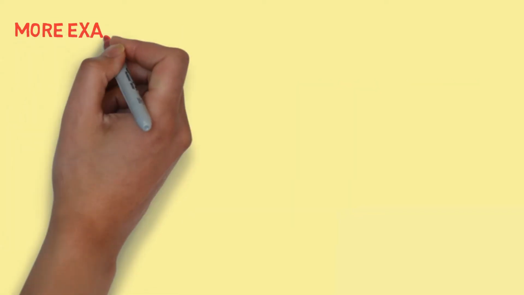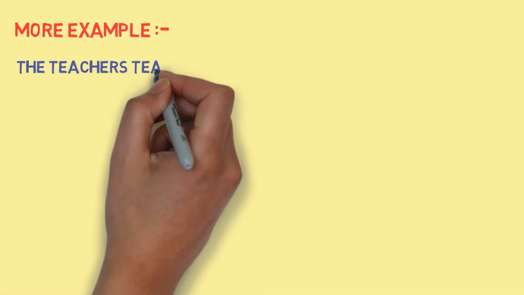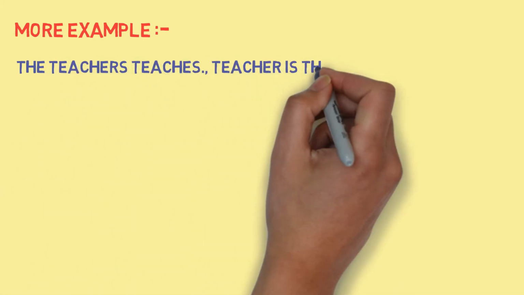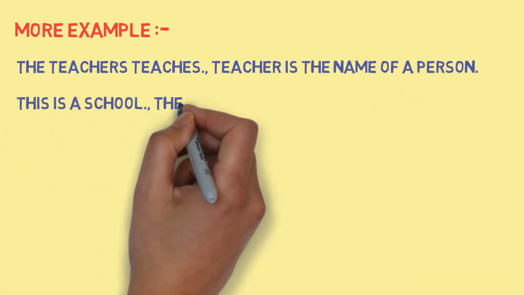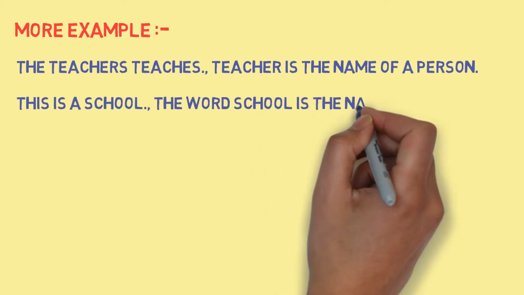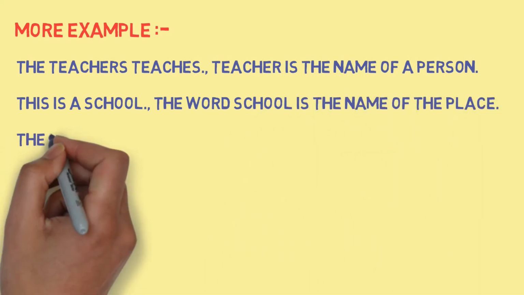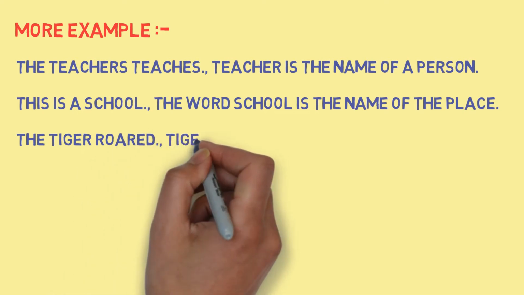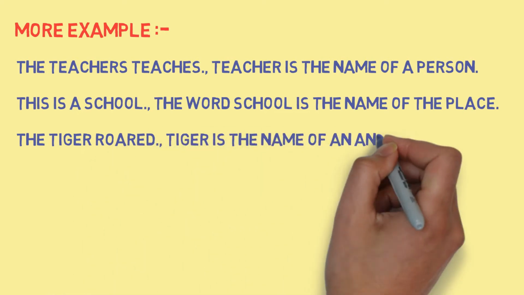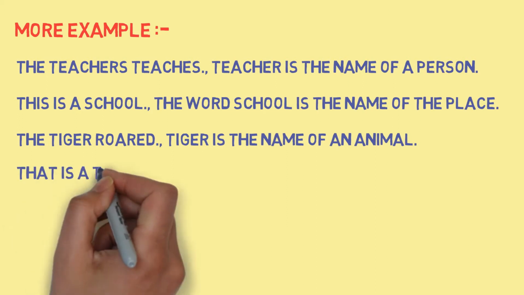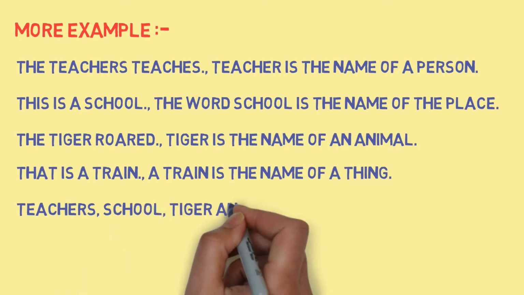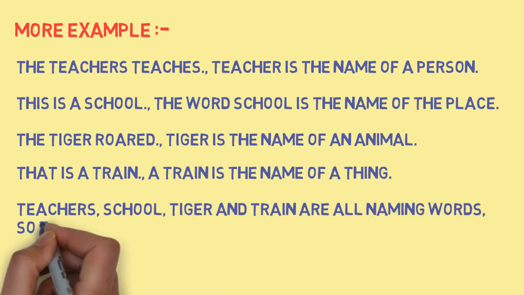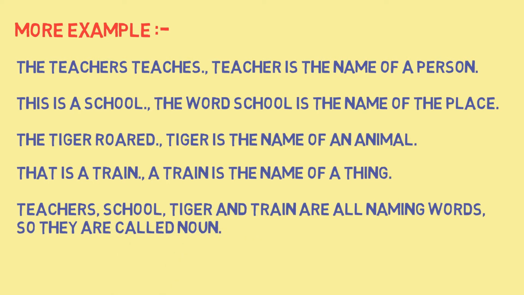Now I can give you more examples. The teacher teaches. Teacher is the name of a person. Second, this is school. The word school is the name of a place. The tiger roared. Tiger is the name of an animal. That is a train. Train is the name of a thing. So teacher, school, tiger and train are naming words. So they are called nouns.